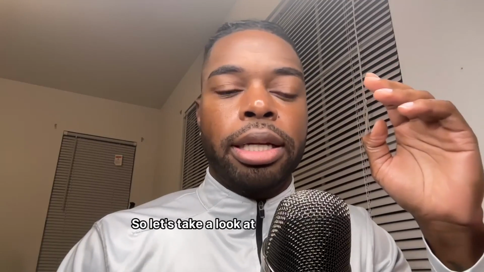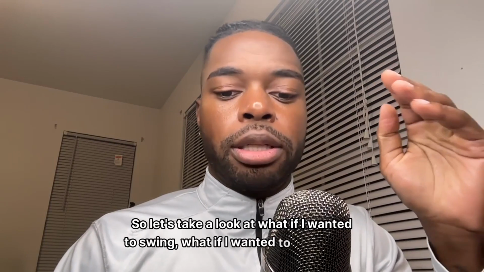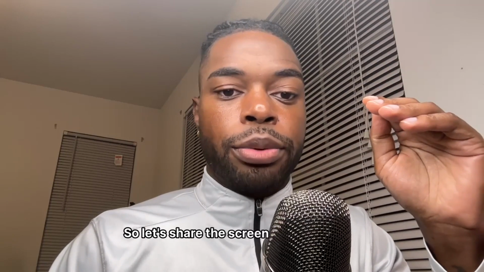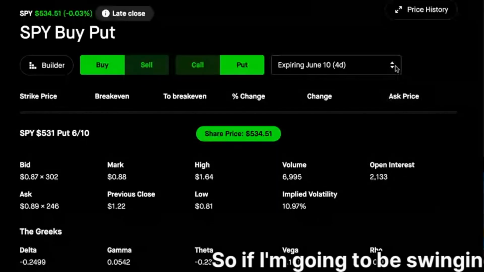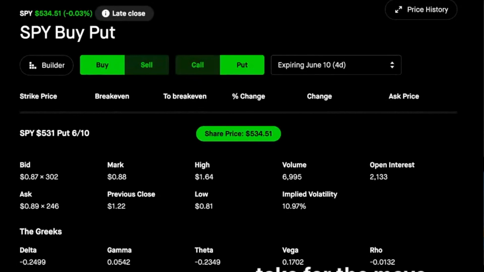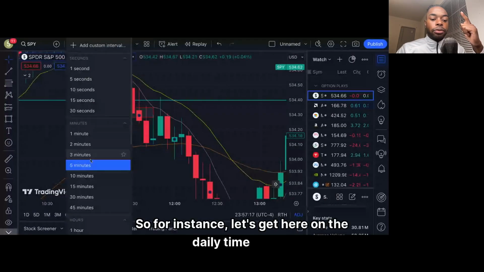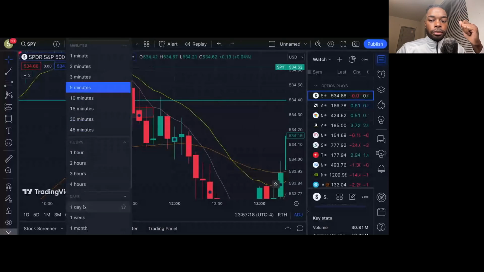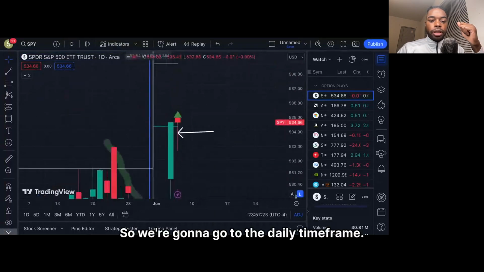So let's take a look at what if I wanted to swing SPY. So let's share the screen one more time. So that would be a little bit different. So if I'm going to be swinging, I need to know how long do I think it's going to take for the move to be made. So for instance, let's get here on the daily time frame. So we're going to go to the daily time frame.